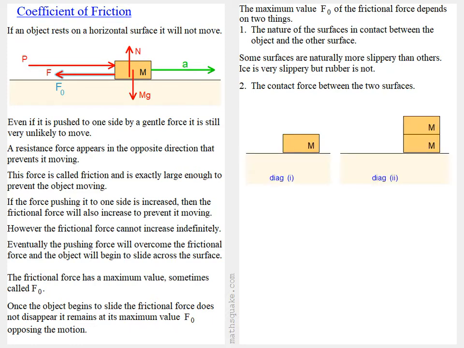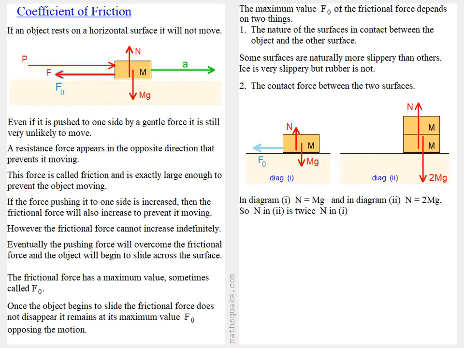In the diagram we see a block of mass m lying on a surface. If we mark in the forces, we've got a force mg, the weight, acting down, and then we have a normal reaction N. And I can draw in the maximum possible frictional force, called F0. Now in the second diagram, we've got two blocks of mass m, so the weight is now 2mg. In diagram 1, we've got N equals mg, and in diagram 2, we've got N equals 2mg. And that means the normal reaction in diagram 2 is twice the normal reaction in diagram 1. Now it turns out the maximum possible frictional force F0 in diagram 2 is twice F0 in diagram 1.